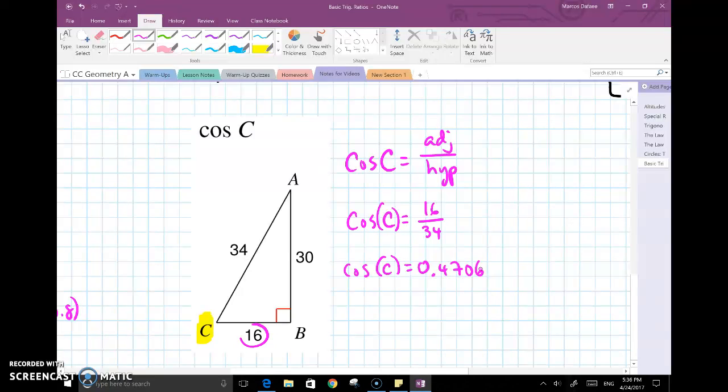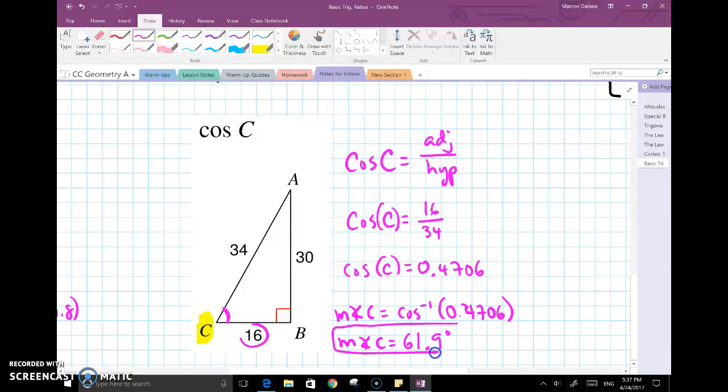But if we want to take it a step further and get the actual value of that angle, we would say that the measurement of angle C would be the inverse cosine of 0.4706. So if I use my calculator, the inverse cosine of that would be 61.9 degrees. So 61.9 degrees. And that's the value of that angle.